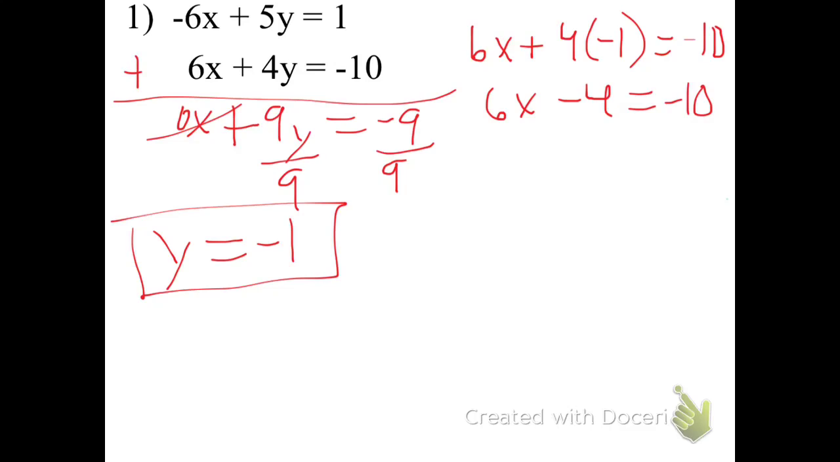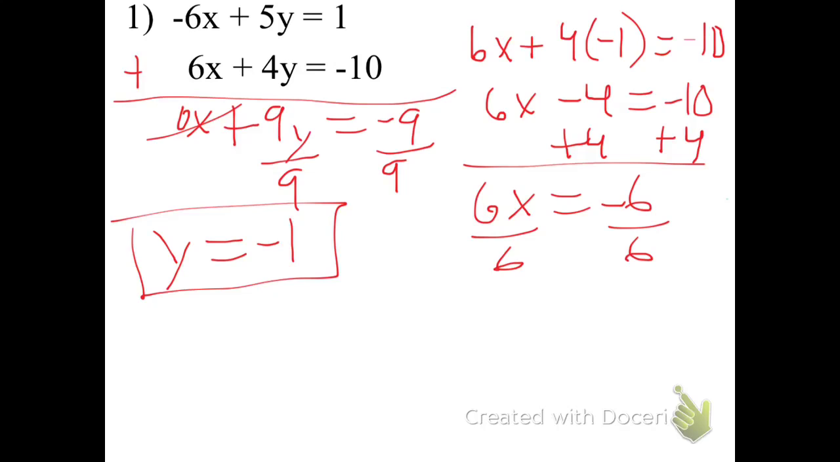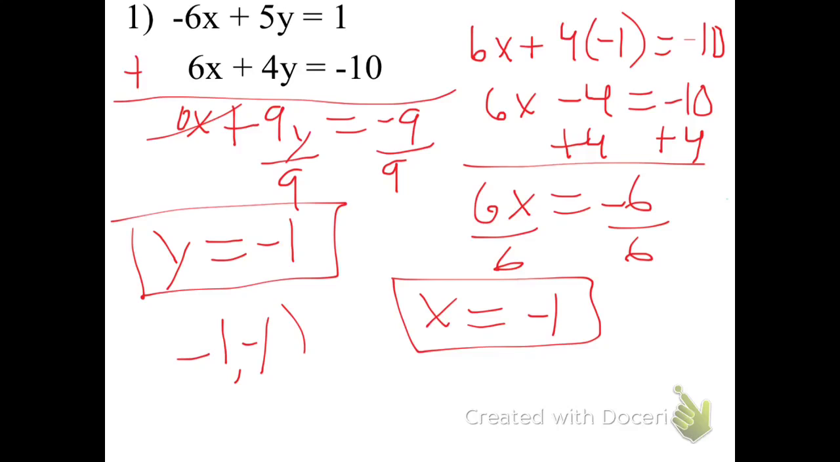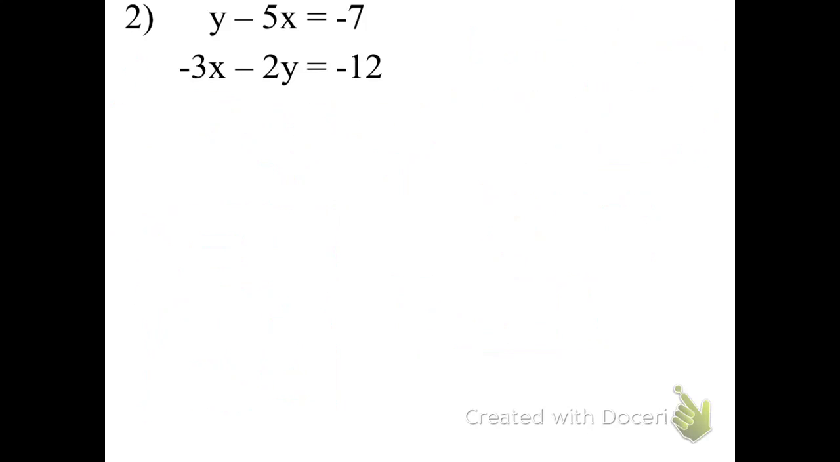At this point, I'm trying to get x by itself. Work outside in. Get rid of the 4 first, then get rid of the 6, because the 6 is closer to the x. So you got 6x equals negative 10 plus 4 is negative 6. You got to get x by itself, so divide by your 6 that's in front. You get x equaling negative 1, because negative 6 divided by 6 is negative 1. You get the point negative 1, negative 1, because both y and x are negative 1. Ta-da!